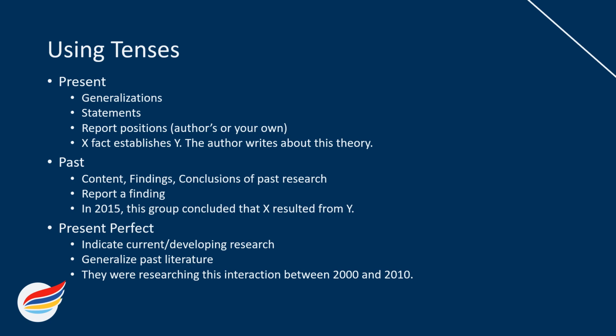The present perfect, which are verbs that include was, were, and an ing ending, is used to indicate current ongoing research and to generalize in the past. This tense combines the conversations of the present and past tenses. Using the present perfect should look something like, they were researching this interaction, or between 2000 and 2010, the general consensus was this theory.